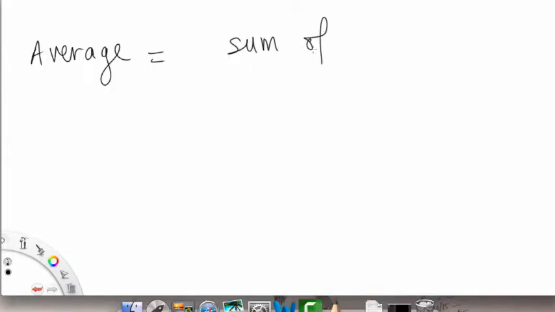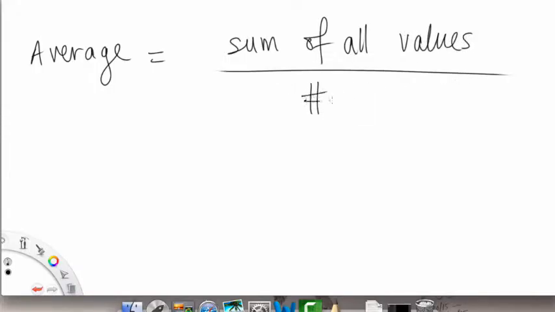Okay, so first off, we're going to start with what is an average. So let's define what an average is. That is basically the sum of all values of something, so sum of all values, and then divided by the number of values. Number of numbers, basically, or number of values that you're adding up.